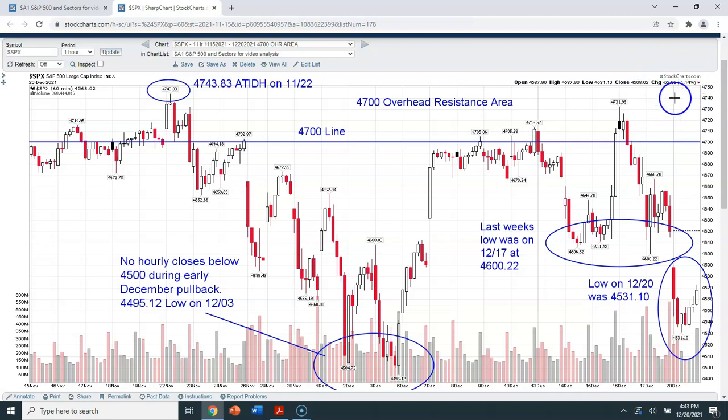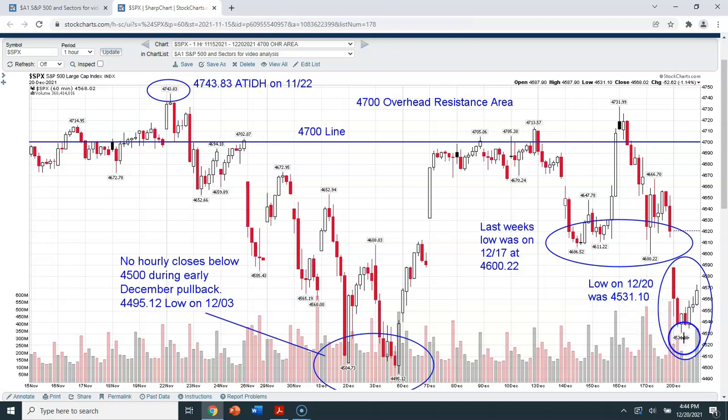We finished down 1.14% on the S&P 500. Not a huge down day, but on top of the volatility that we've had over the last few weeks, I just felt like it was important to share this information with you guys. So we were down 1.14% on the S&P 500 today, and the low of today's trading was 4531.10, as we can see right here.